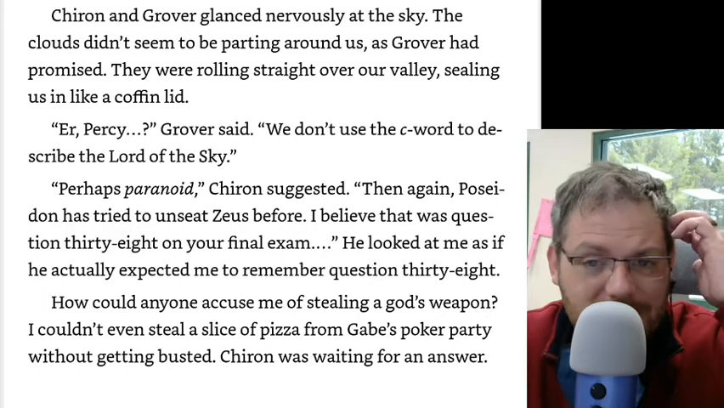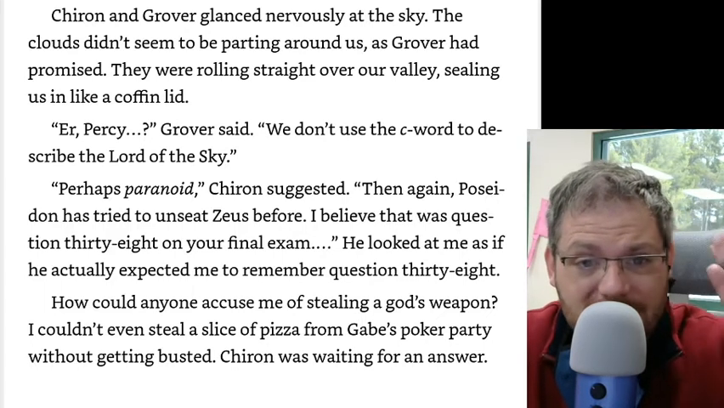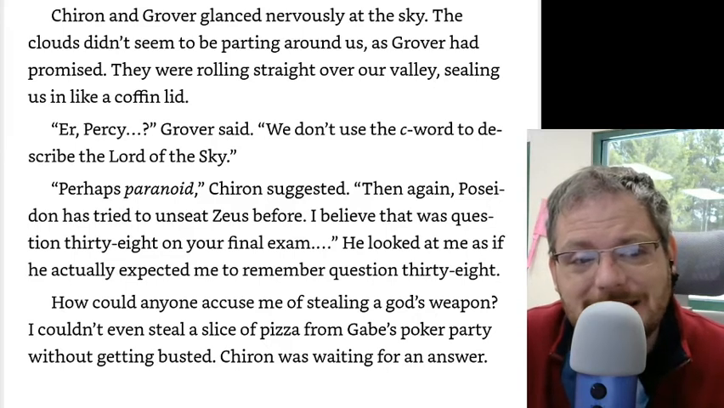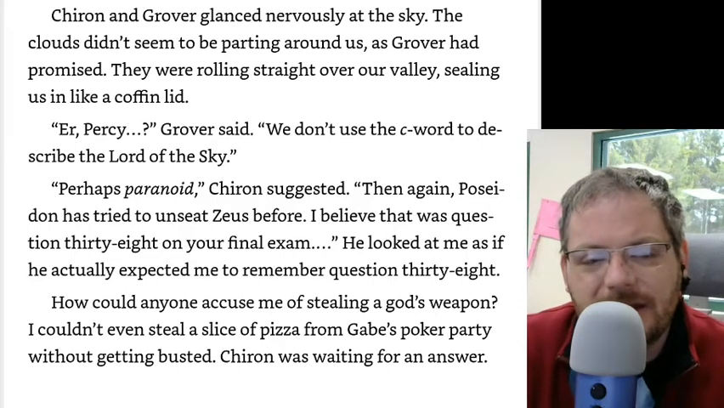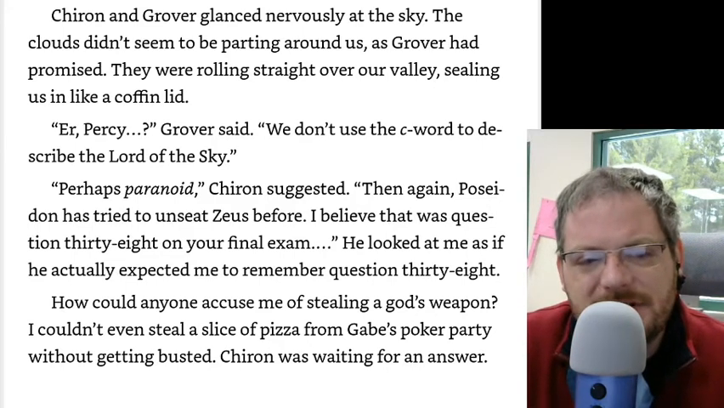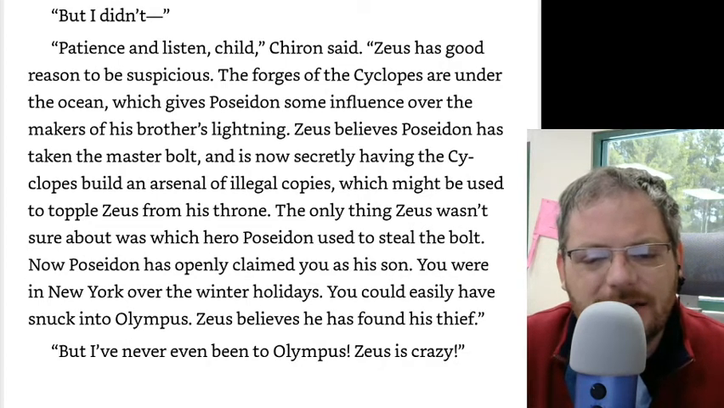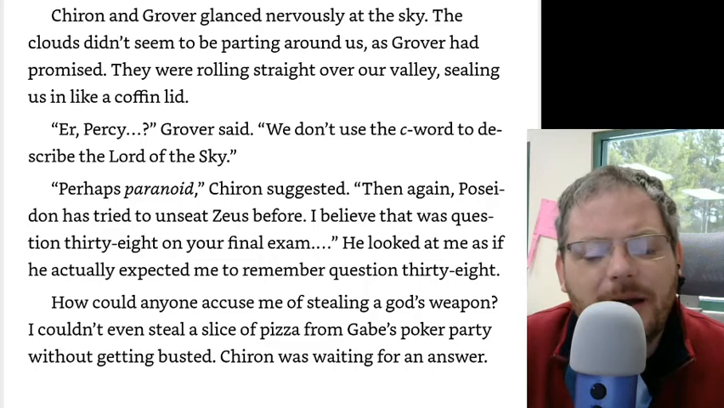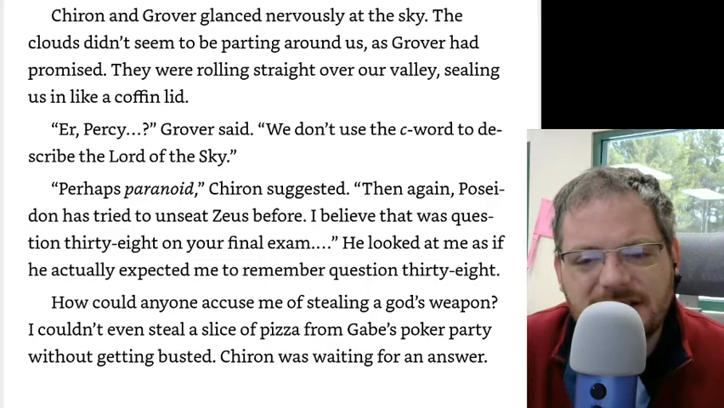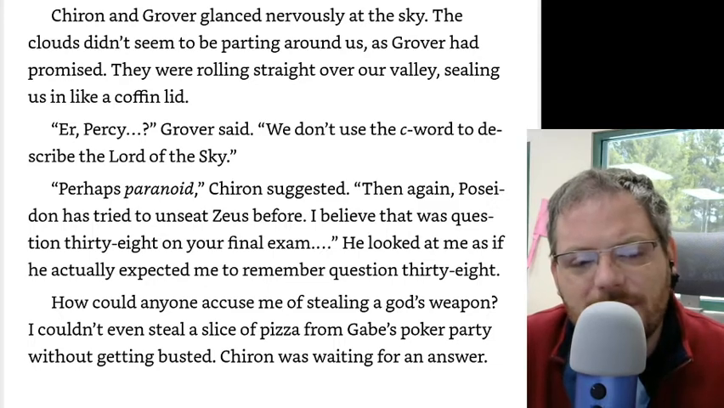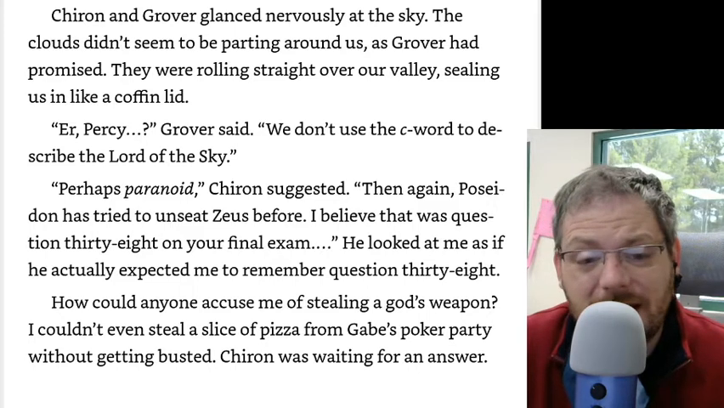The clouds didn't seem to be parting around us as Grover had promised. They were rolling straight over our valley, sealing us in like a coffin lid. "Percy," Grover said, "we don't use the C word to describe the Lord of the Sky." "Perhaps paranoid," Chiron suggested. "Then again, Poseidon has tried to unseat Zeus before. I believe that was question 38 on your final exam." He looked at me as if he actually expected me to remember question 38.